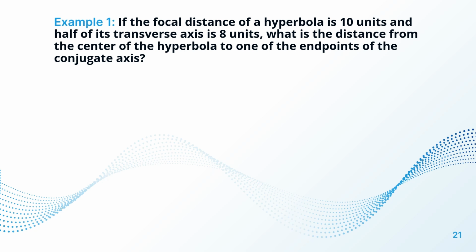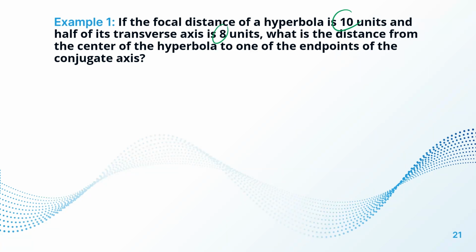Let's start with example 1. If the focal distance of a hyperbola is 10 units, recall that the focal distance is the distance from the center to a focus. Therefore, our C is equal to 10, and half of its transverse axis is 8 units. As we all know, the transverse axis is the distance from the center to the vertex of a hyperbola. So again, we can say that A is equal to 8 units.